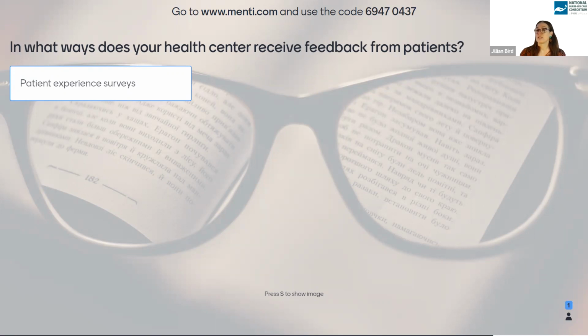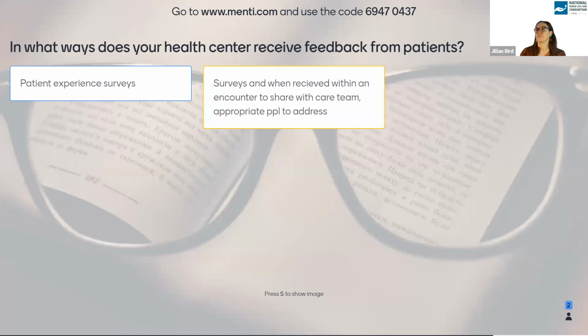So patient experience surveys are interesting to me. Would you consider that to be different than patient satisfaction? So is that classification of questions more about the way that they are navigating through your healthcare center?